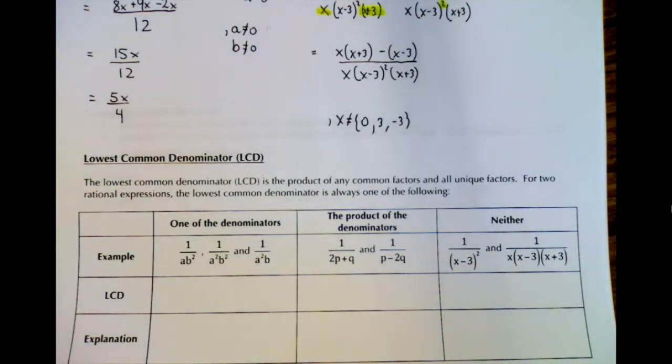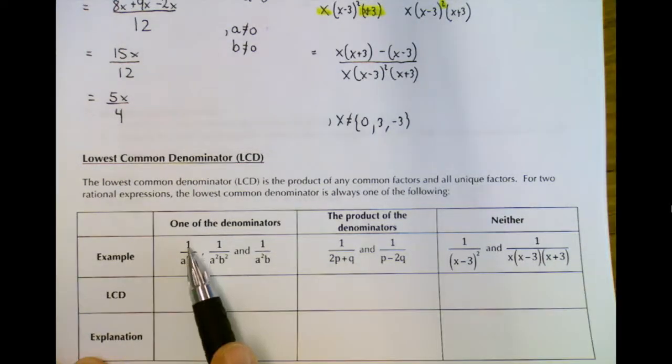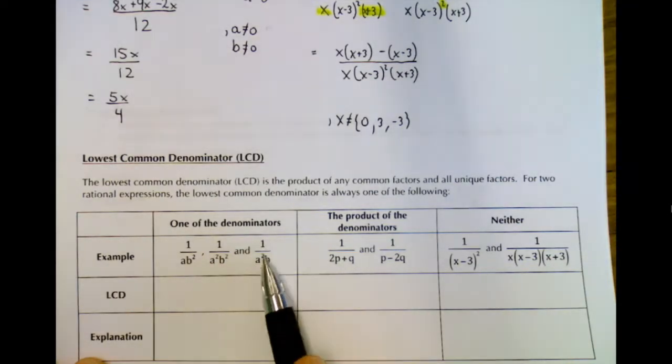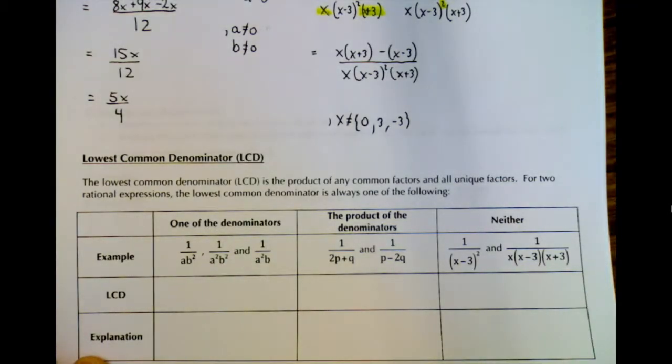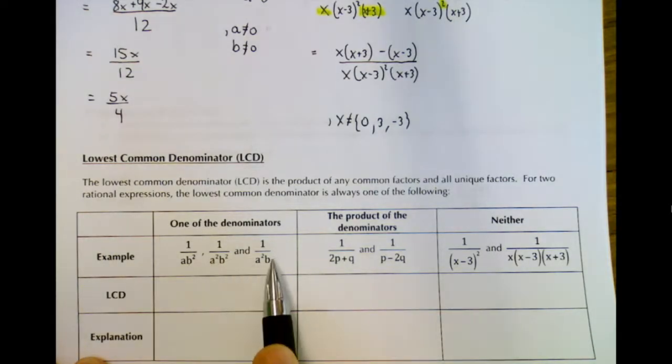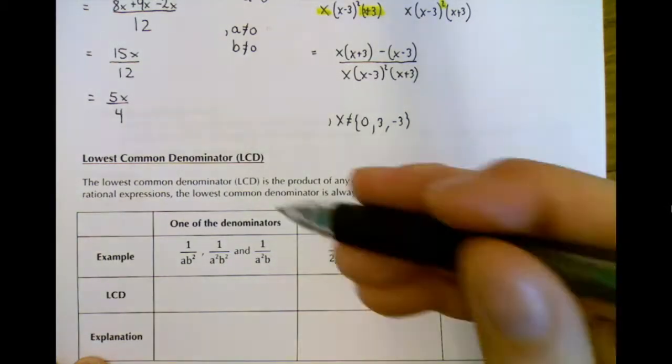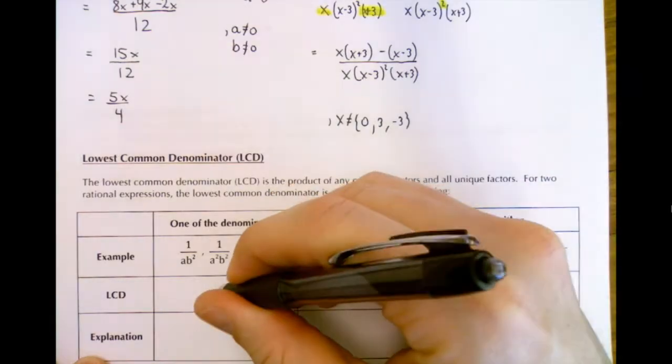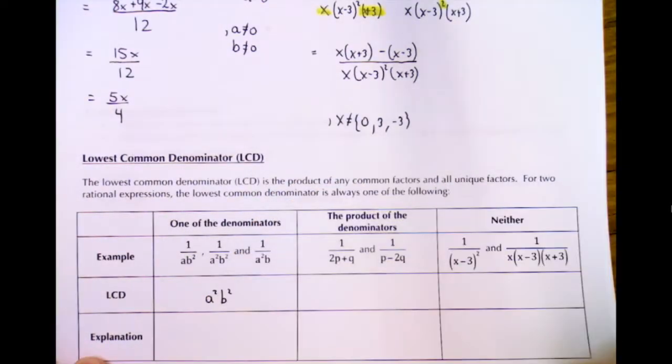So what do you mean by one of the denominators? Well, if we had these three terms, 1 over ab squared, 1 over a squared b squared, and 1 over a squared b. The lowest common denominator in this case would have the biggest exponent on each of the letters. So we've got a squared, and a squared. A squared is the biggest exponent. B squared, and b. B squared is the biggest exponent. So it's actually this denominator. A squared, b squared is the biggest.